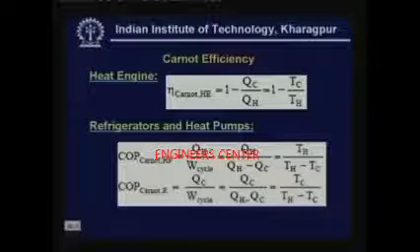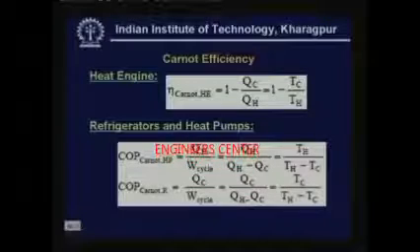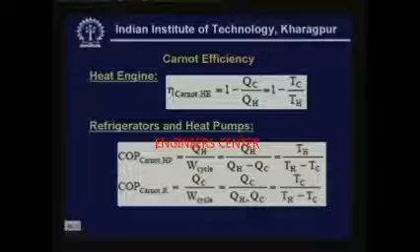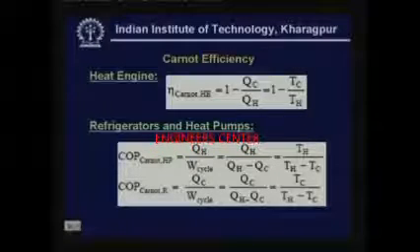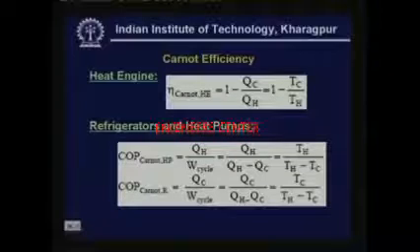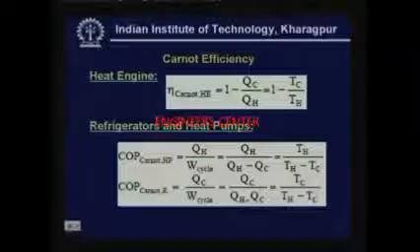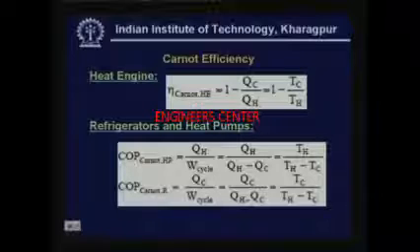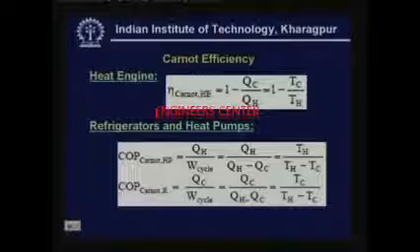That means the maximum possible efficiency of a heat engine operating between a heat source at temperature TH and a heat sink at temperature TC is given by 1 minus TC by TH. Now, what conclusions can you derive out of this? For example, you can conclude that the efficiency increases as TH increases. That means the higher the temperature of the heat source, the higher the efficiency. Another conclusion is that the efficiency increases as TC is reduced. That means the lower the temperature of the heat sink, the higher the efficiency.